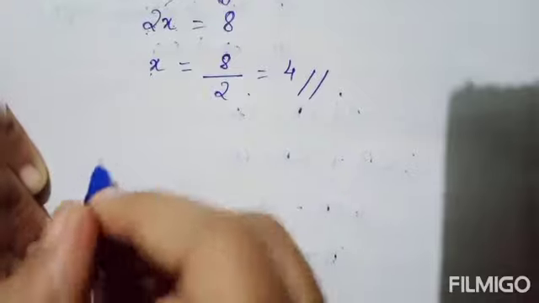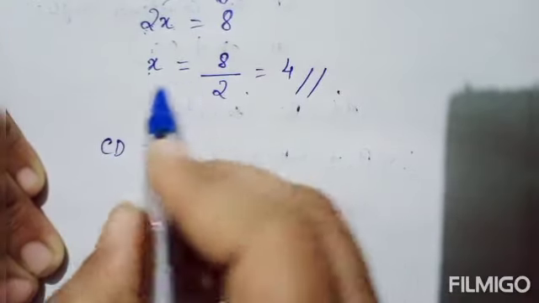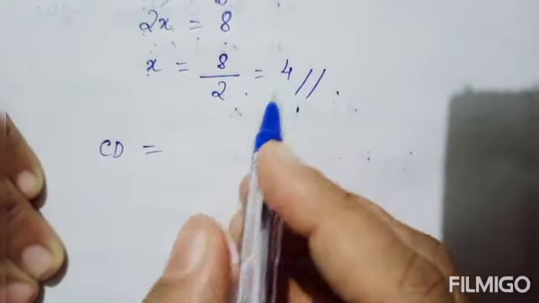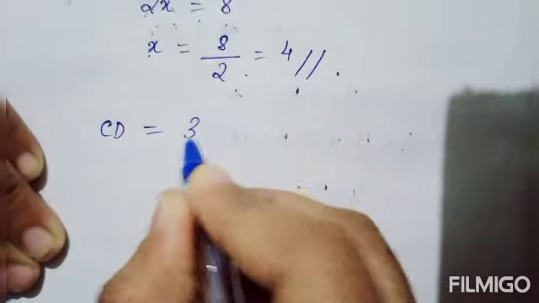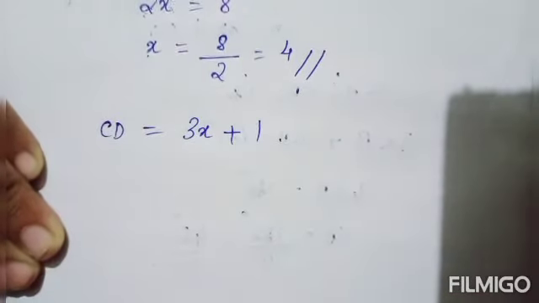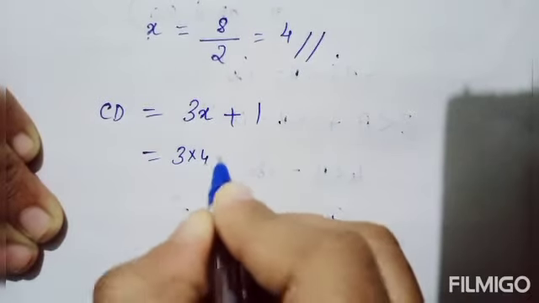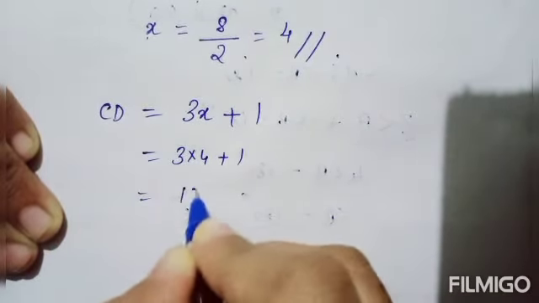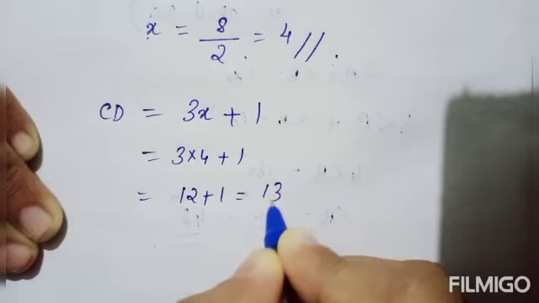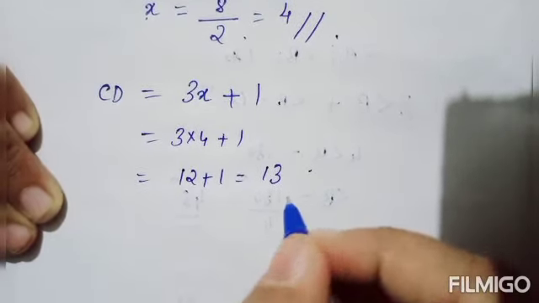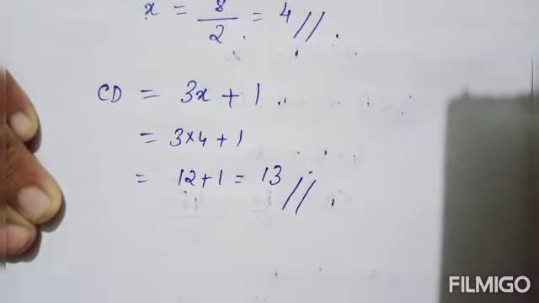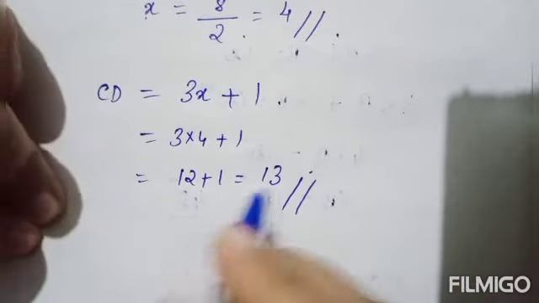But you have to find the length of CD, not the x value. x equal to 4 we got. CD is given as 3x plus 1. Substitute the value of x here: 3 into 4 plus 1. You will get 12 plus 1 equal to 13. So CD equal to 13. Unit is not given, so you can just write CD equal to 13 units.